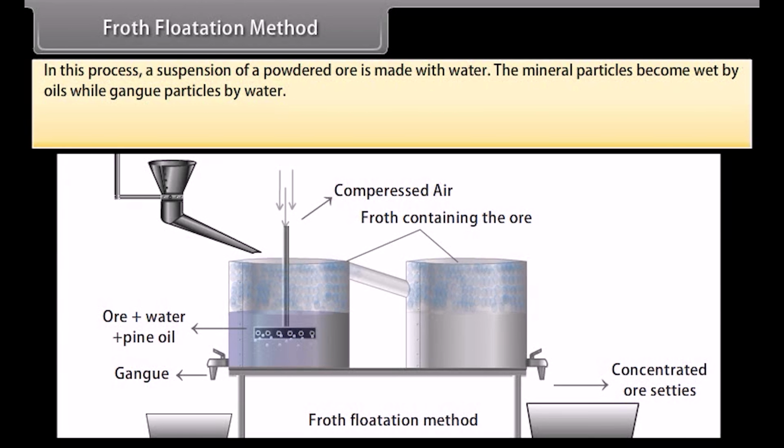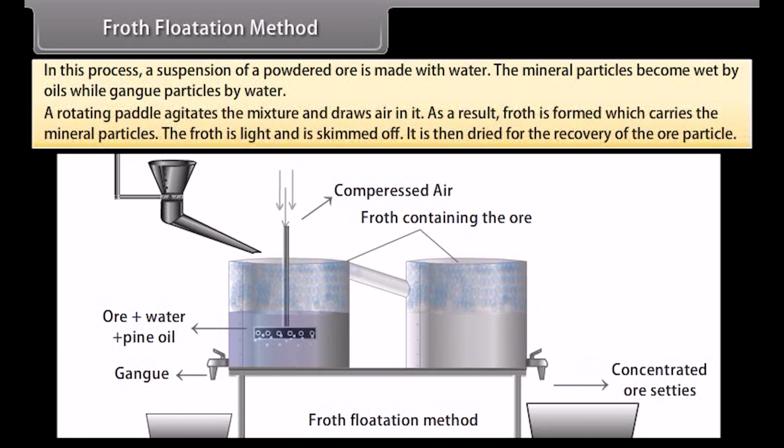Collectors like pine oil, fatty acids, and xanthates are added to it. Froth stabilizers like cresols and aniline stabilize the froth. The mineral particles become wet by oils while gangue particles by water. A rotating paddle agitates the mixture and draws air into it. As a result, froth is formed, which carries the mineral particles. The froth is light and is skimmed off. It is then dried for the recovery of the ore particles.